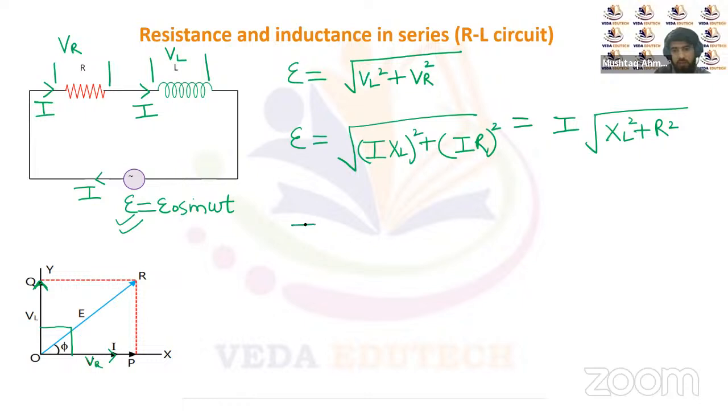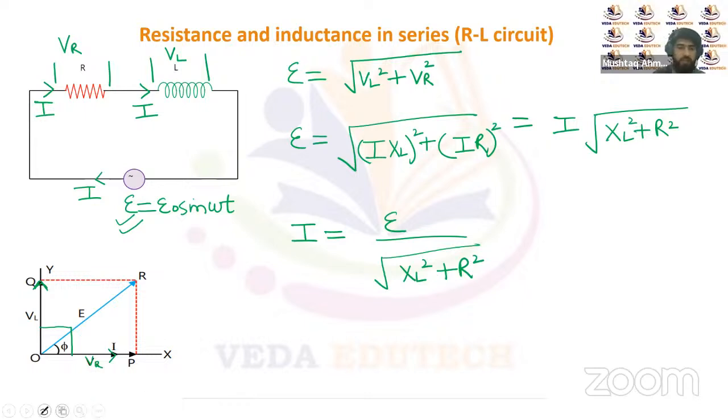Or we can write the value of current as E upon under root of XL square plus R square, right? So it will be E upon under root of XL square plus R square. This will be the value of current through this circuit, right? This will be the instantaneous current.